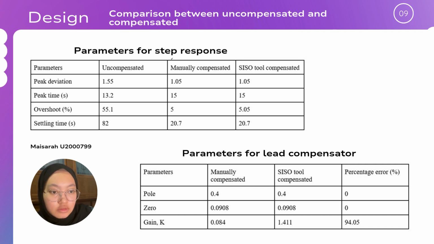Therefore, a lead compensator was added to provide adjustment to the system and achieve desired performance at 5% overshoot and 20 seconds settling time. And from the results, the desired values were achieved after the system was compensated, which reflects the ability of the compensator to improve stability. And in the second table, we can see that the pole and zero for both manual and SISO tool compensator are same at 0.4 and 0.0908, which explains the high errors in K value, the value is different due to high precision of SISO tool and simplified system used in manually compensated calculation.